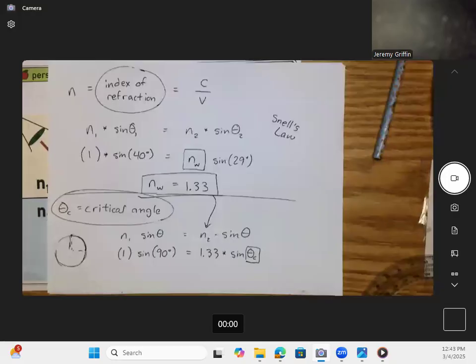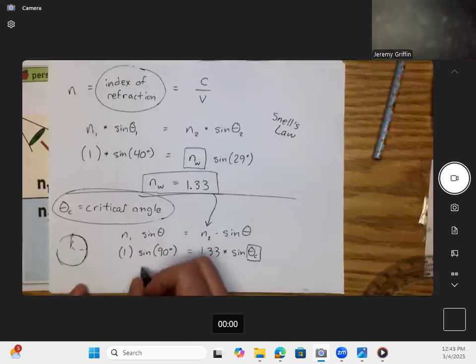Put it all together. I bet you guys can get it now. So who knows the critical angle? Who's got it? What did you say? 0.015. I wonder if you're in radians. I'm looking for some number of degrees, right? Degrees. Okay.